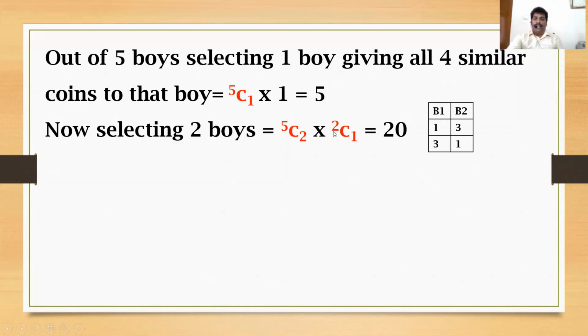This is one case, 2C1 you have to select. So what is 5C2 meaning is, out of 5 boys, selecting 2 boys. That is 5C2. Into 2C1 means what? Here 2 cases, 1 and 3, 3 and 1. So first boy will have 1 coin and second boy 3, and 3 and 1. 1, 3, 3, 1 means we can differentiate. But both are having 2, 2, we cannot differentiate because similar coins are there. Which boy has 2 coins we cannot find.